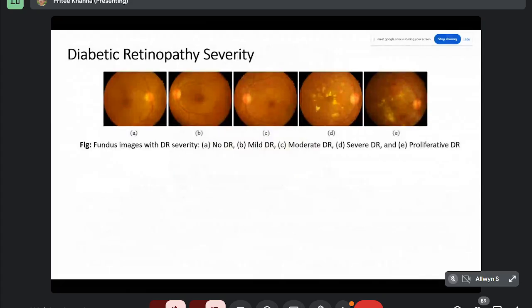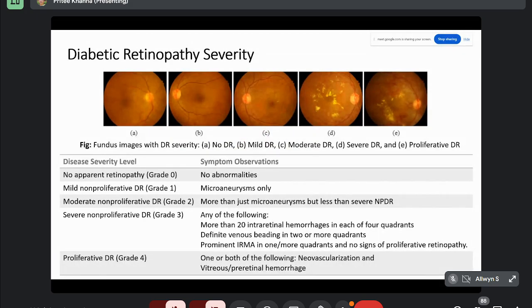Here is the picture. You can see the first one with no DR, the second one with mild DR, the third one moderate DR, and then severe DR and proliferative DR. Here you can see no abnormalities, and in the mild, as I told you, which is the most challenging, we have microaneurysms only. But then the things start, right? The lipids come out, or the blood comes out.